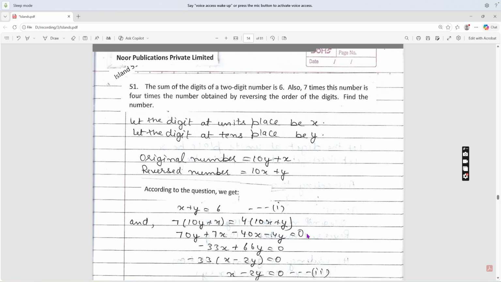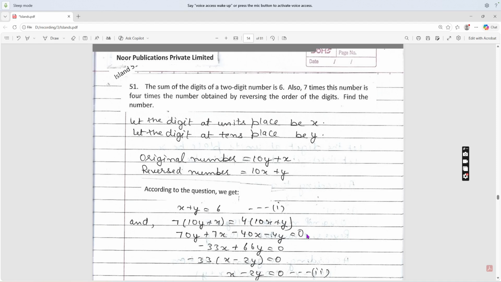Okay, next, one more example is here. The sum of the digits of a two-digit number is 6. That means the sum of digits. So one digit is x, the other digit is y, because x is the unit place digit and y is the tens place digit. That is what we have let here.